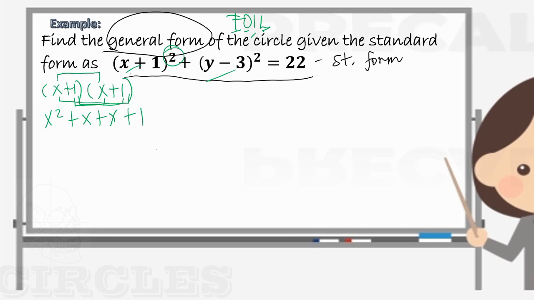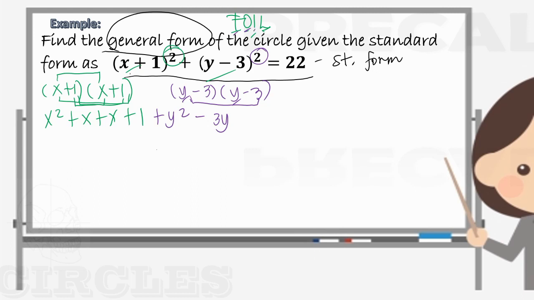And then, doon naman tayo sa y group. Expand natin din siya. So, y minus 3 times y minus 3. Kasi naka-square siya. So, yung first muna, y times y is equal to y squared. Outer, y times negative 3 is equal to negative 3y.